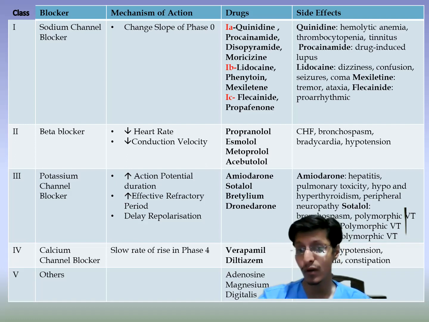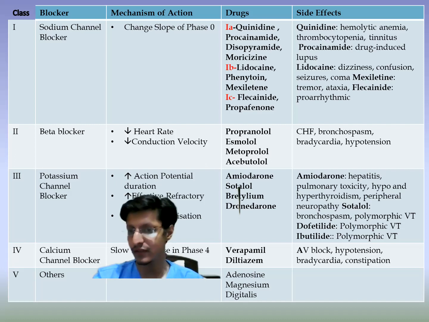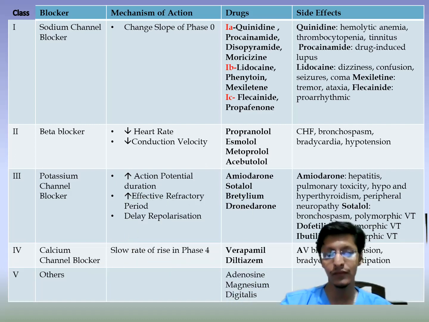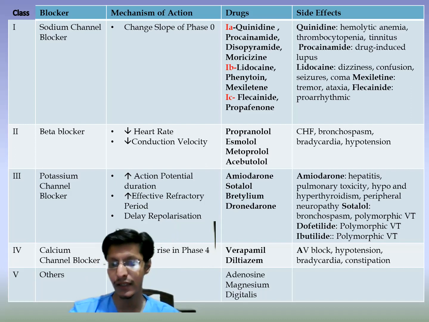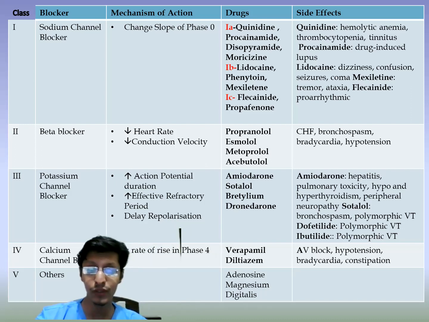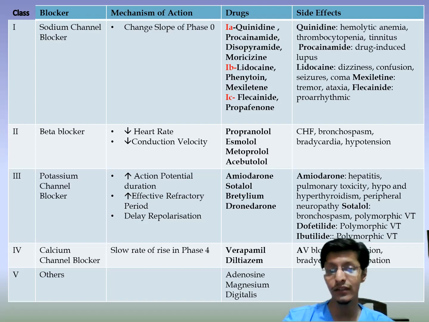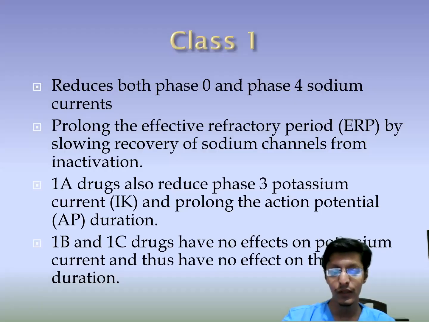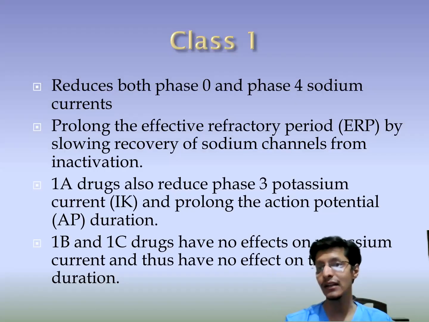Then we have potassium channel blockers, which are going to increase the action potential duration, and they are going to increase the effective refractory period. What are the drugs? We have amiodarone, sotalol, ibutilide, and dronedarone. What are the side effects? We have already seen. Then we have calcium channel blockers like verapamil and diltiazem. They tend to cause AV blocks, hypotension, bradycardia. Then we have others: adenosine, magnesium, and digitalis. I will discuss the antiarrhythmics in another lecture, typically on the antiarrhythmic drugs, so that this lecture doesn't get very long.